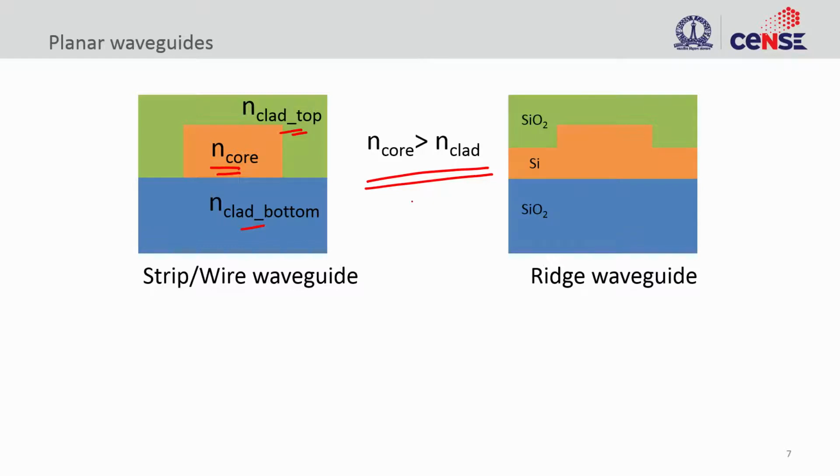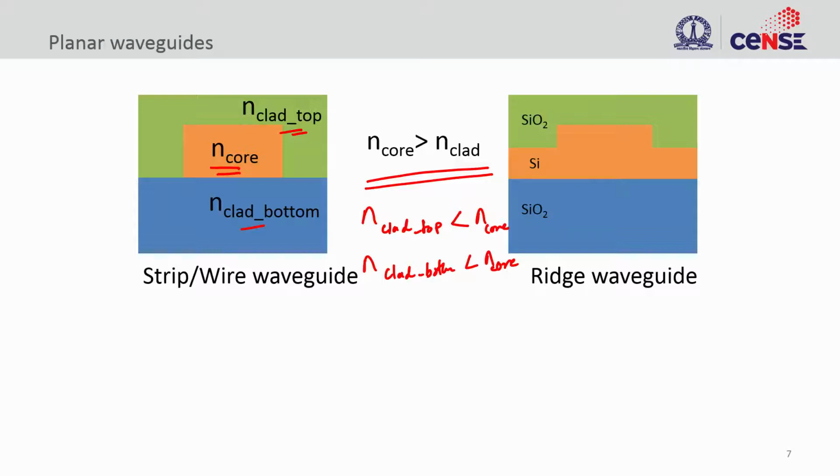So, the material can be the same or different, but the n clad top should have a lower refractive index than n core, right. The same thing is true for n clad bottom, it should be less than n core. So, this condition should be satisfied. Your core refractive index should be greater than the surrounding media. One should keep that in mind, all right. So, the top and bottom can be different, but they should be lower than the core refractive index. And while understanding this, let us look at two different types of planar waveguides that you can have, right.